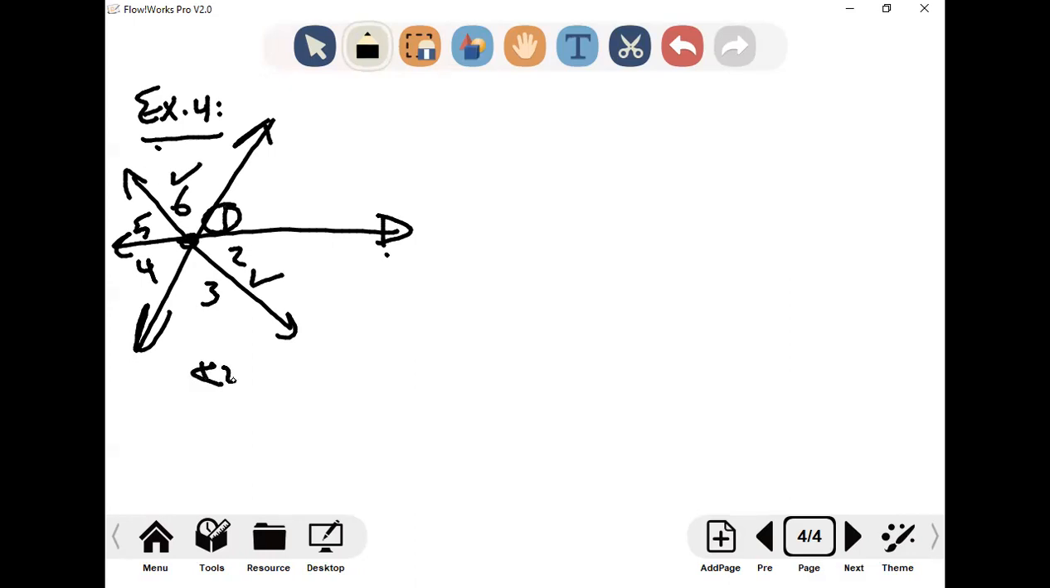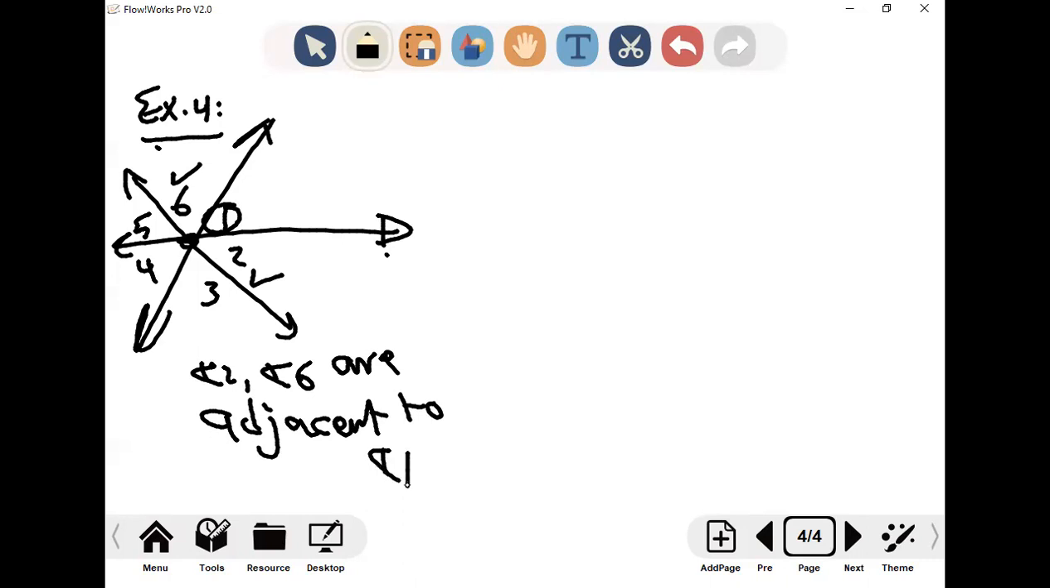Angle 2 and angle 6. But 2 and 6 are both adjacent to... The check of example 4, let's do it.